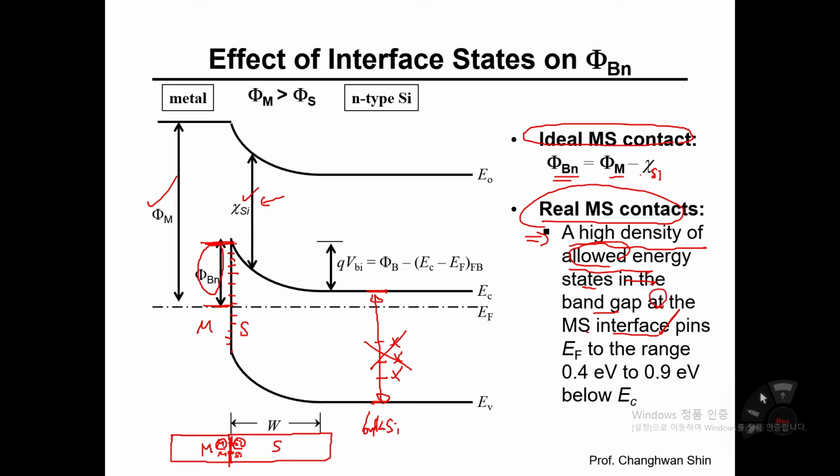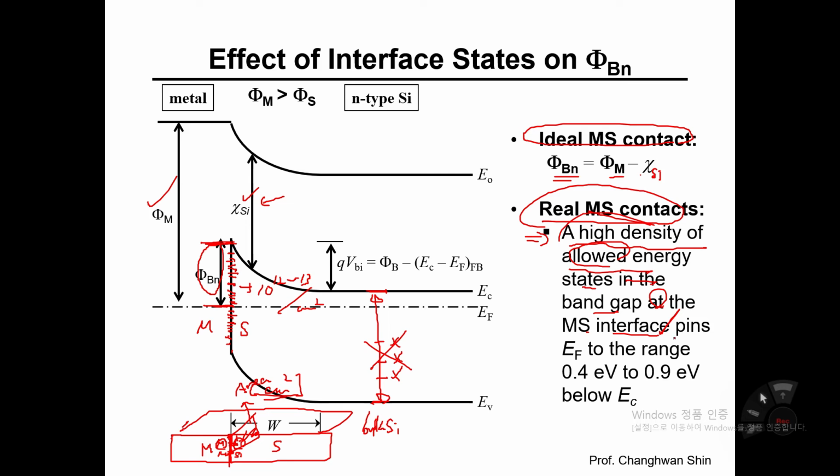So the authors of your textbook are talking about these energy states. They said high density. That means many. How many? About 10 to the 12 to 13 per square centimeter. So if I draw the MS diode three-dimensionally, think about this cross-sectional area. This area is measured in square centimeters. You may guess how many interface states are available.